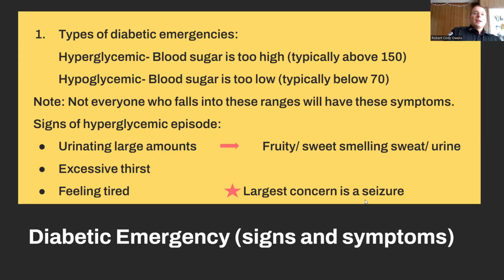All right, so the next is diabetic emergencies. There's two types: hyperglycemic and hypoglycemic. Hyper is, of course, high blood sugar, typically above 150. But especially if you are diabetic, you will always be outside normal ranges, and your baseline glucose level could be like 210.